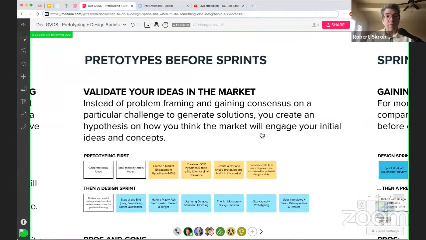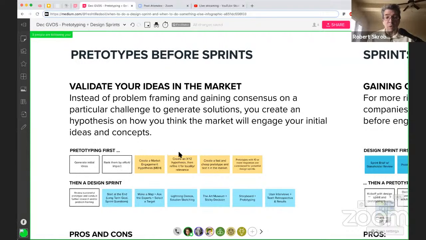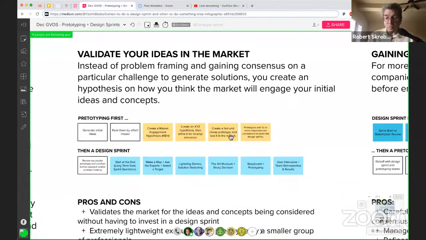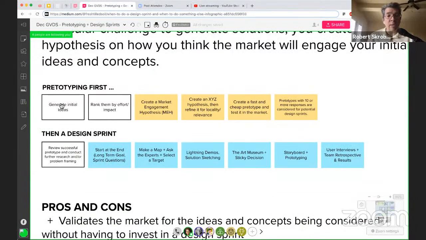This is a way of validating your idea in the market instead of gaining consensus and problem framing. What you're really doing is trying to figure out if the market believes that what you are creating has value for them and how they're going to react to your ideas. At a high level, you're going to be generating some initial ideas, ranking them by effort and impact. How you generate those ideas can be on multiple levels, or you may have an idea already in place.